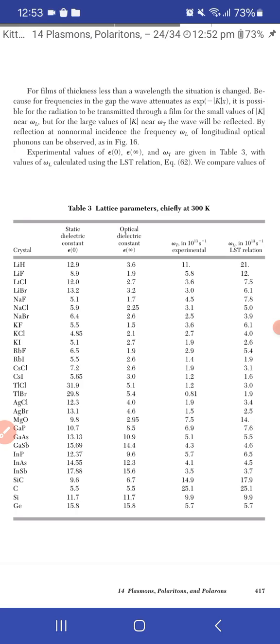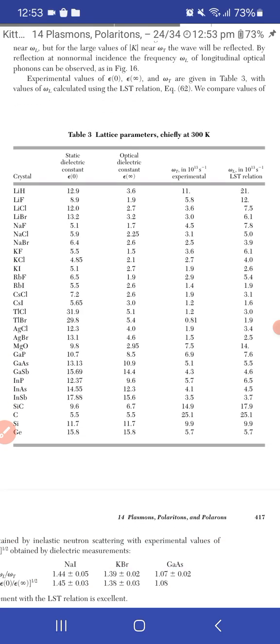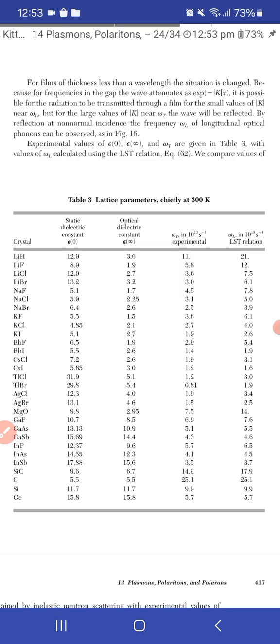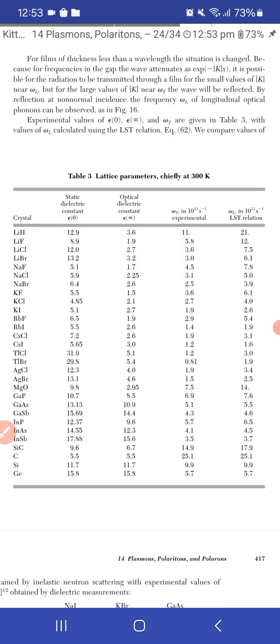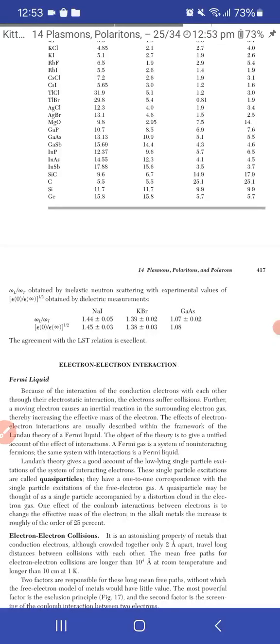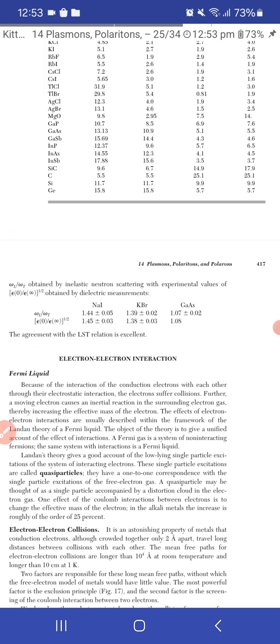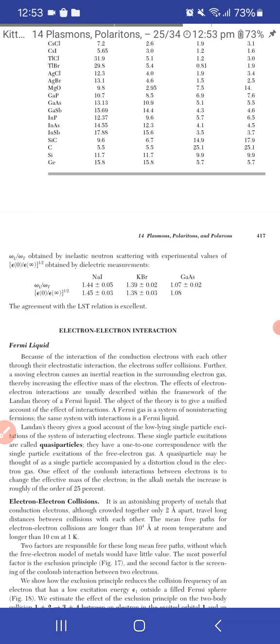The experimental values of epsilon 0, epsilon infinity and omega T are given in table 3, with the values of omega L calculated using the LST relation. Compare the values of omega L by omega T obtained by neutron scattering with experimental values of epsilon 0 by epsilon infinity obtained by dielectric measurements. These are in agreement with the LST relation for NaI, NaCl, KBr, and GaAs.